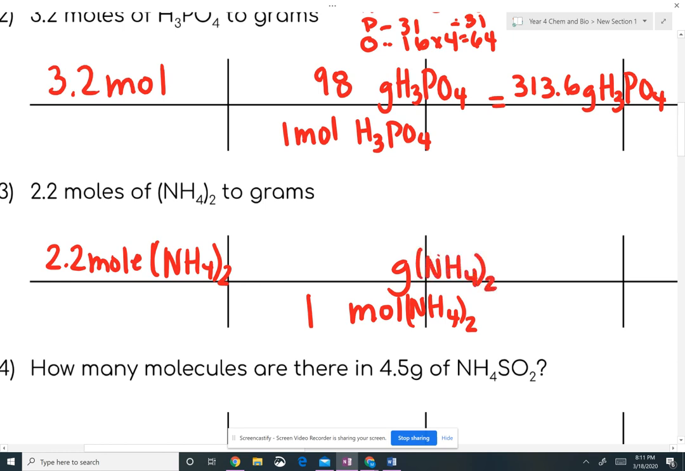NH4 2. Okay, so first thing that I got to do is break this thing down. So I have nitrogen and I have 2 nitrogens. So nitrogen each weighs 14 and there's 2 because I'm distributing out this thing, right? So I should have like 28 on there. And then I have hydrogen and each hydrogen weighs 1 and I have 8 of them.